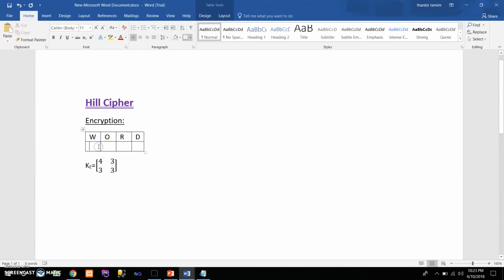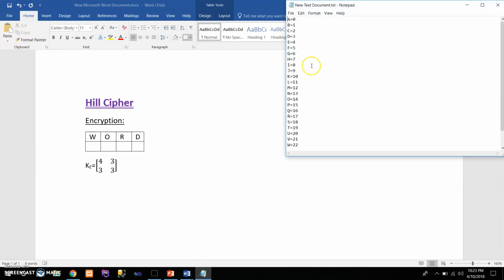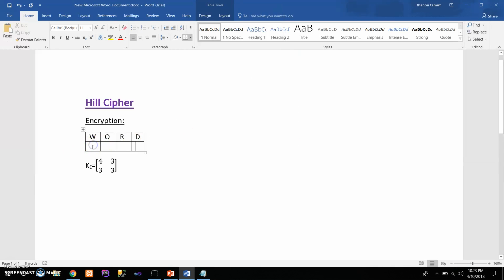And at first we will put here the value of W, the value of O, the value of R, and the value of D. And this value will come from the chart. Here the value of W is 22, the value of O is 14, the value of R is 17, and the value of D is 3. So I will write here all of the values now.